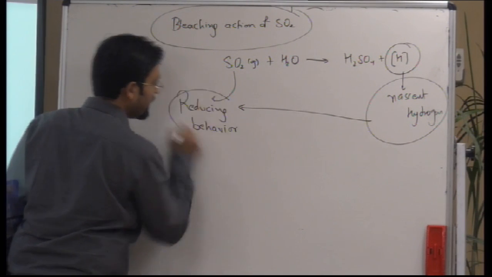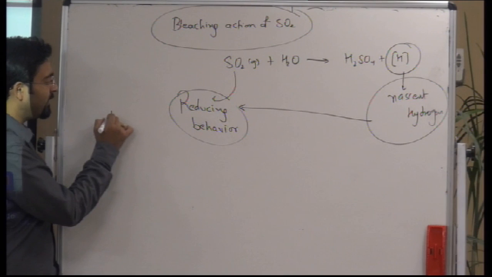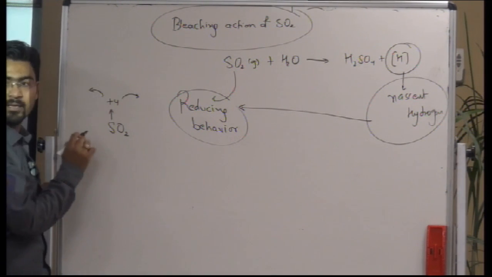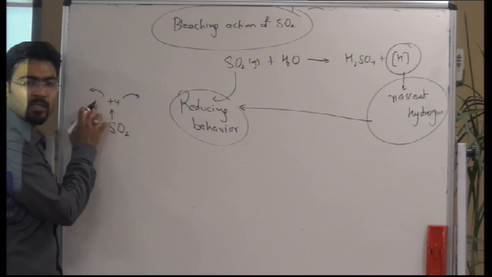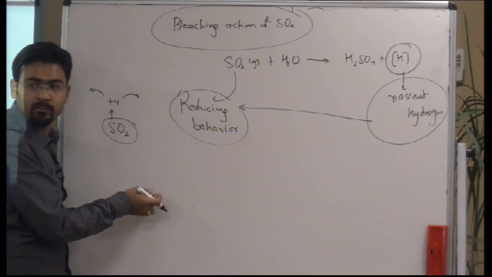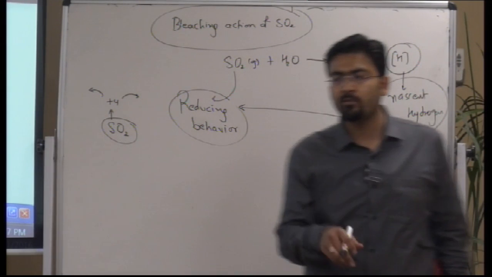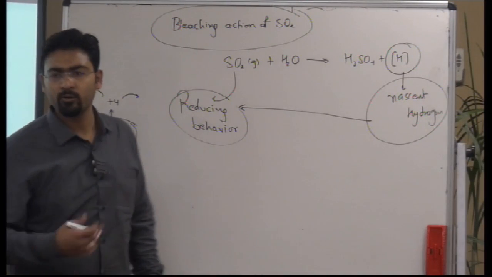reducing agent. See, in SO2, sulfur is present in the +4 oxidation state. So it can either increase or decrease. If it increases, it will function as a reducing agent. If it decreases, it will function as an oxidizing agent. So SO2 can act as an oxidizing as well as a reducing agent. In many of the reactions of SO2, you'll observe it as an oxidizing agent. In some of the reactions of SO2, you'll see it as a reducing agent.